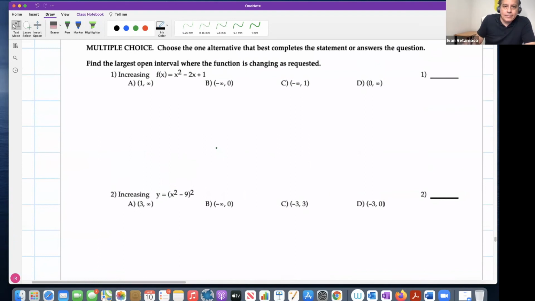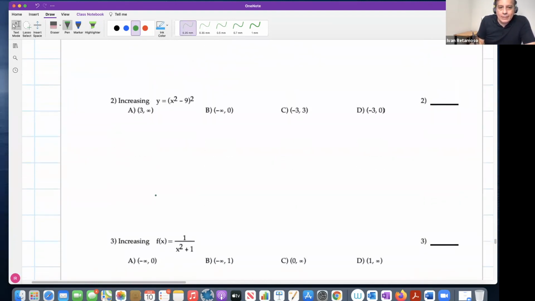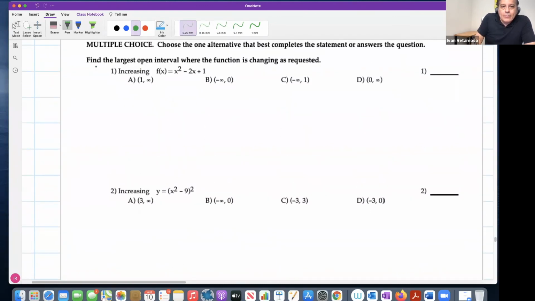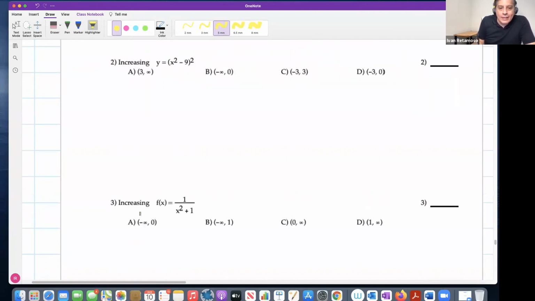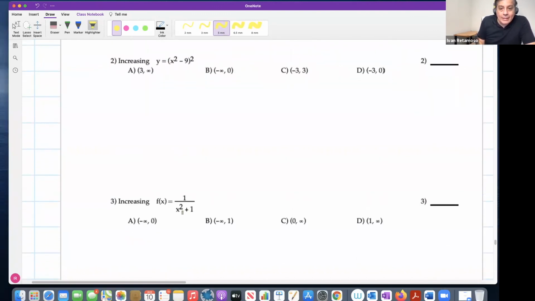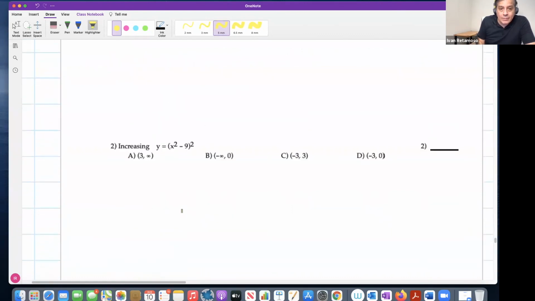For example, this 1, 2, and 3. You have to be careful there, because notice the question is asking you to find the largest. So I'm going to highlight this: find the largest open interval where the function is changing as requested. Largest open interval where the function is increasing. The largest. There might be 2.